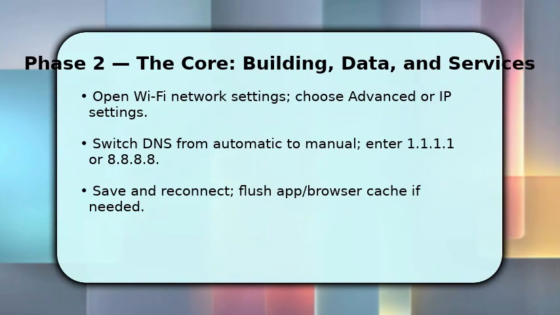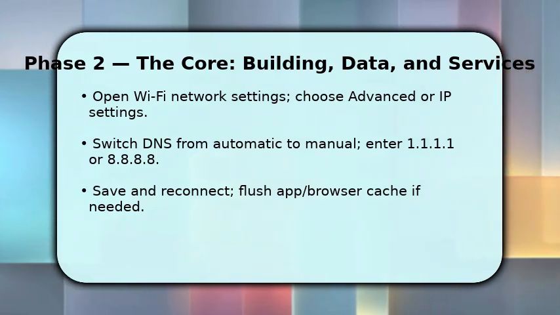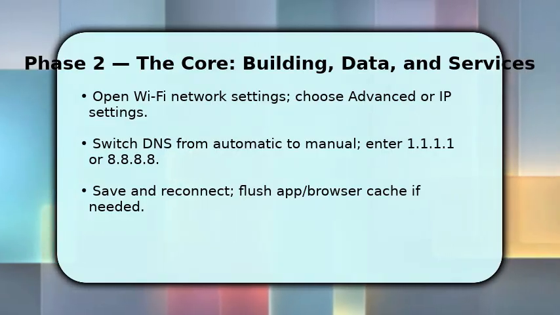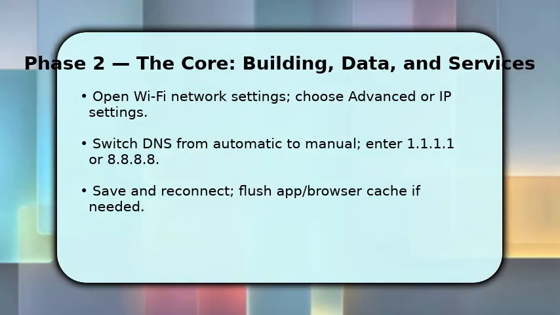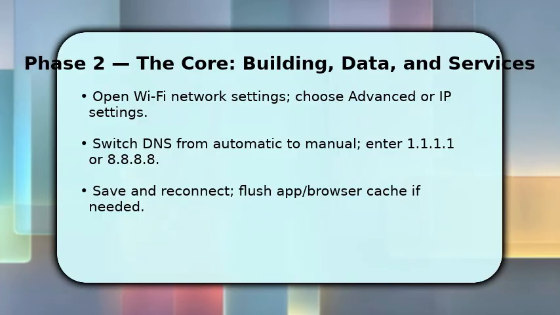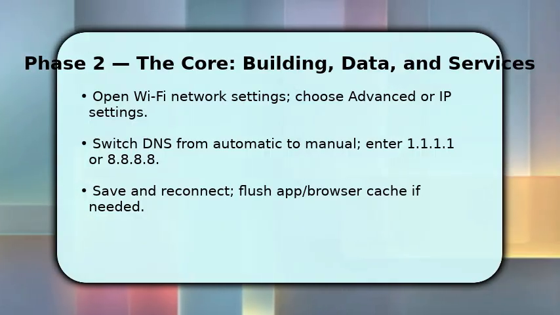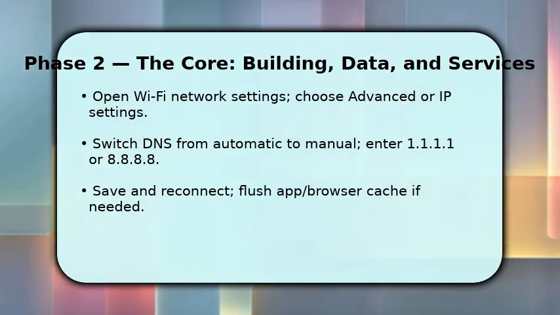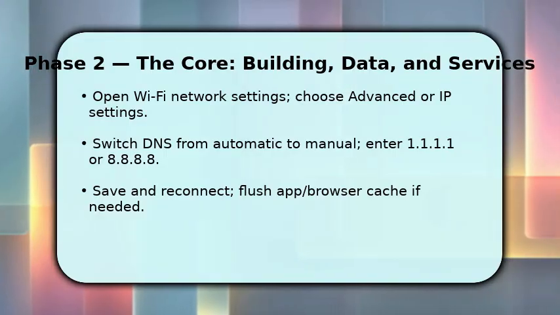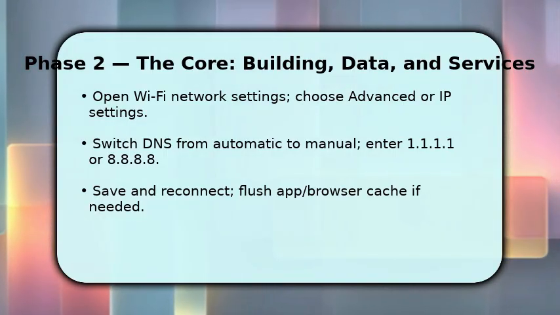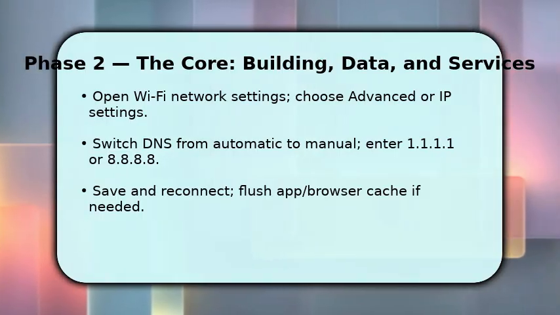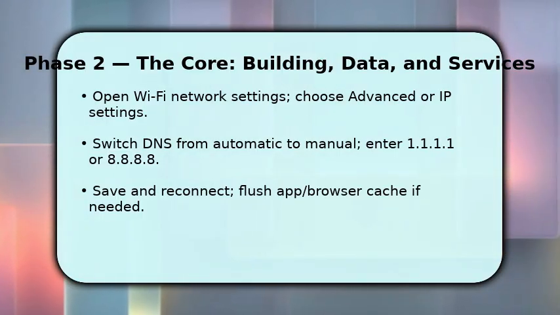Now you will change to a reliable public DNS to bypass the error. On Wi-Fi, tap the network, pick advanced or IP settings, and switch DNS to manual. Enter a trusted resolver such as 1.1.1.1 or 8.8.8.8 for DNS 1, optionally add 1.0.0.1 or 8.8.4.4 as DNS 2. Save and reconnect to the network.